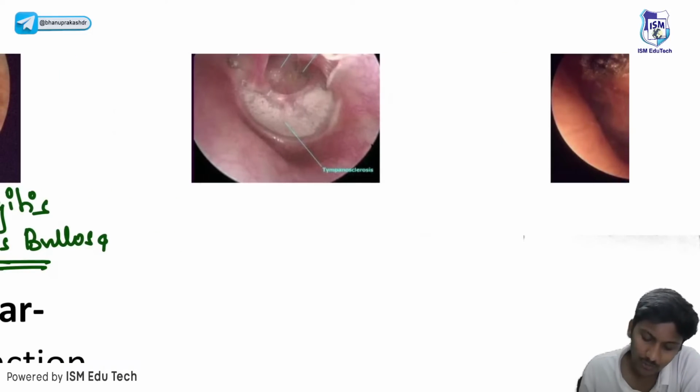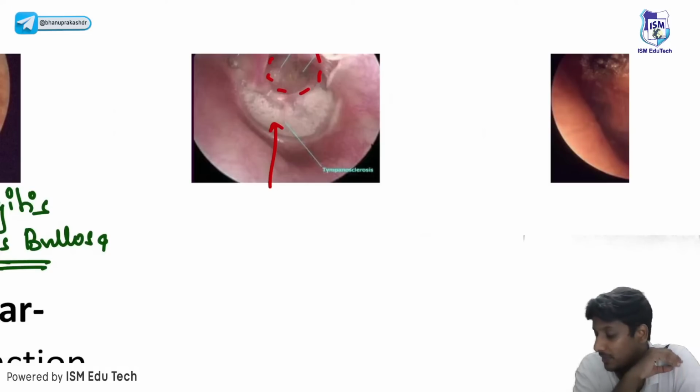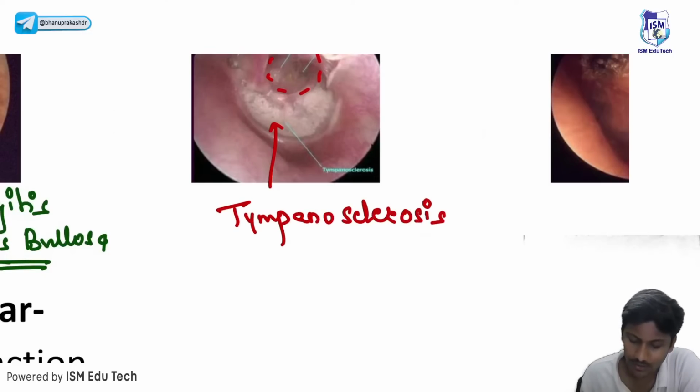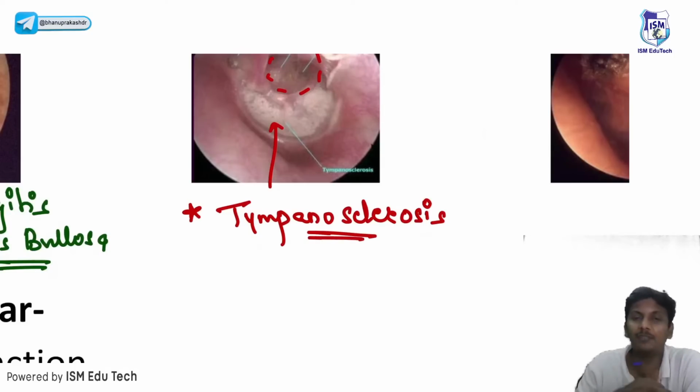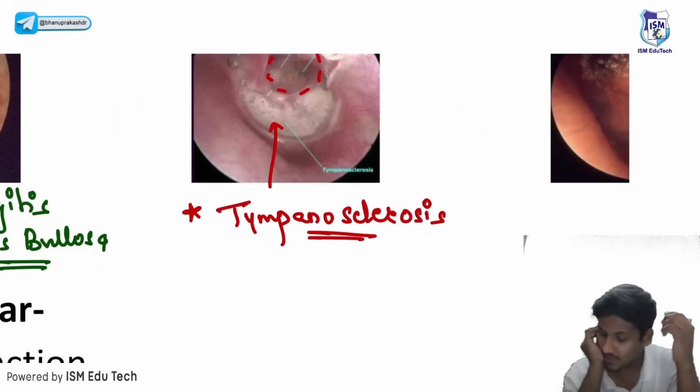Next is what? Here you can see there is a perforation, definitely, I'll talk about that later. But apart from that, you can see that there is a whitish appearance of the tympanic membrane. What did I tell you? The tympanic membrane is pearly gray or pearly white in color, but here it appears completely white, just like chalk. It appears like chalk or calcium. This is called calcification or fibrosis of the tympanic membrane. That is called tympanosclerosis. Just remember the term. If the tympanic membrane appears completely white due to calcification or fibrosis, that is called tympanosclerosis.